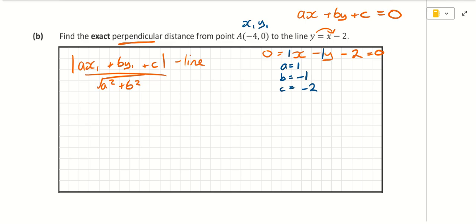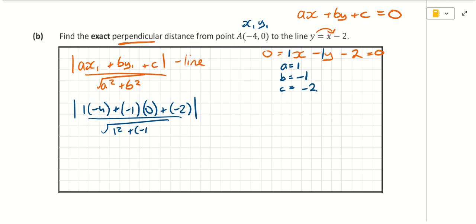So you'll have, so those lines are absolute value. So the absolute value of 1 by minus 4 plus then B is minus 1 times, what's y1, 0, then plus minus 2. And that's all over the square root of A squared plus B squared. So that's your 2 numbers here, 1 squared plus minus 1 squared. And then it's just a matter of figuring the whole thing out. So you've got minus 4 there. Then that will cancel out because it's just minus 1 plus 0, and then plus minus 2. So it's minus 4 minus 2. And 1 squared is 1, minus 1 squared is 1. So it's all over root 2.